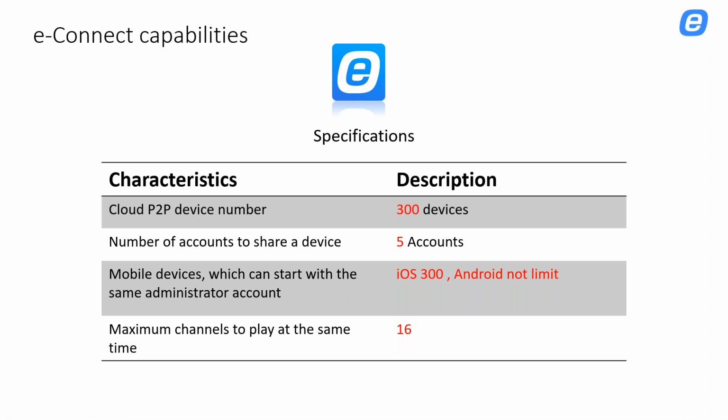So the eConnect compatibilities, some of the characteristics: the cloud P2P device number, you can add 300 devices. The number of accounts to share a device, you can have five accounts in total. Mobile devices which can start with the same administrator account is iOS 300, and Android is not limited. The maximum channels you can play at the same time is 16.